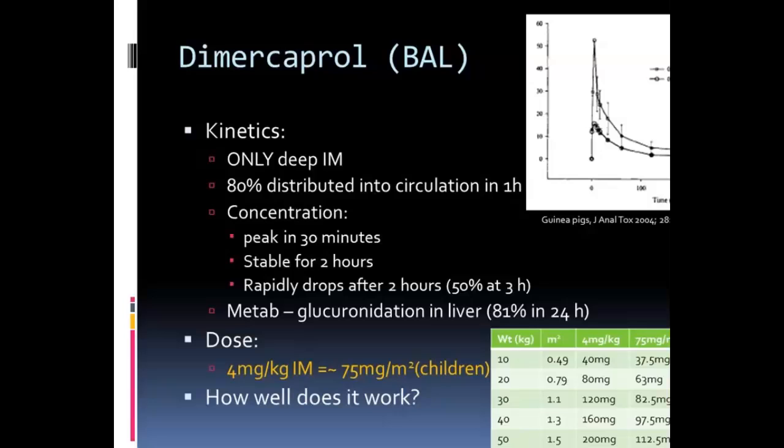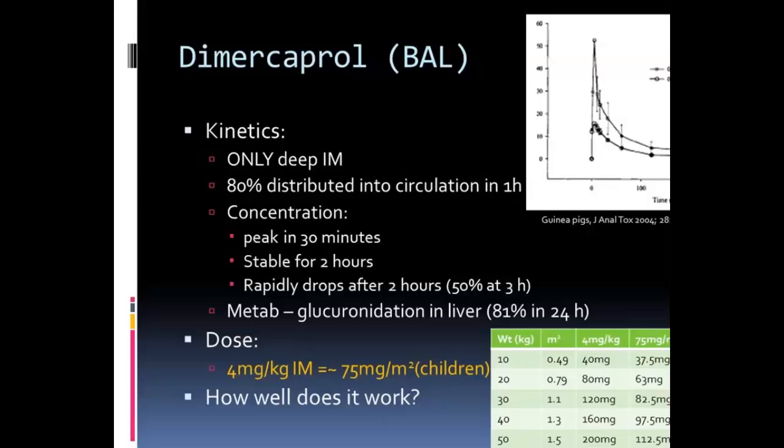Despite being given IM, it peaks very quickly, about 30 minutes, it stays at a high concentration for about 2 hours, and then very rapidly drops off with a fairly short half-life. And dimercaprol is glucuronidated in the liver, and that's how it's cleared and metabolized. The dose is somewhat different for different situations. But in general, it is 4 milligrams per kilo IM, or 75 milligrams per meter squared in children.